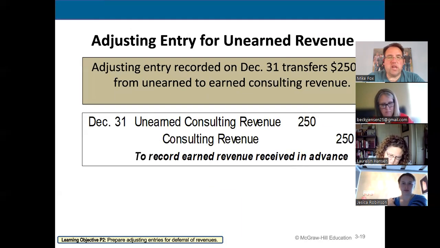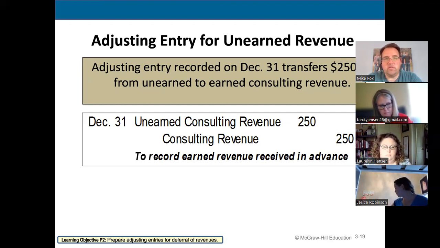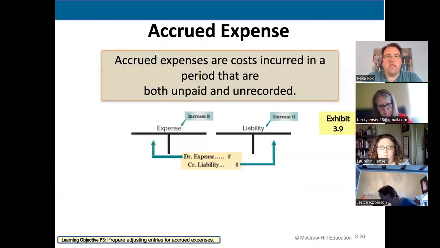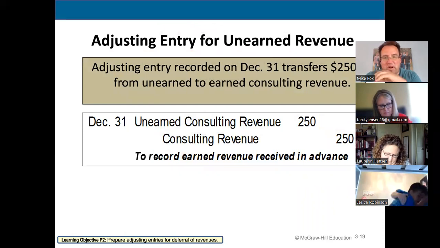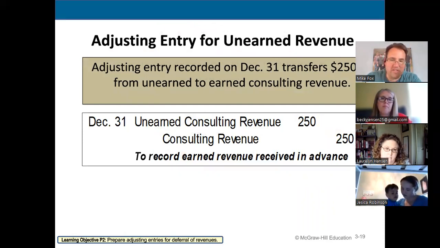So the adjusting entry, again, always a debit to the unearned revenue. Remember, that's a liability account, and a credit to the revenue account. All right. So that's really it. That's the only example for deferred revenues, because that's all there is. And some businesses do a lot of deferred revenues and some hardly do any.